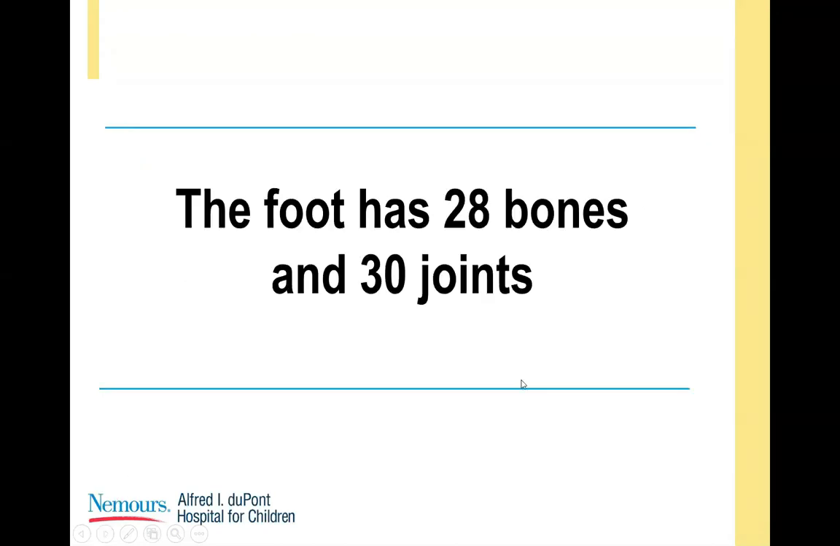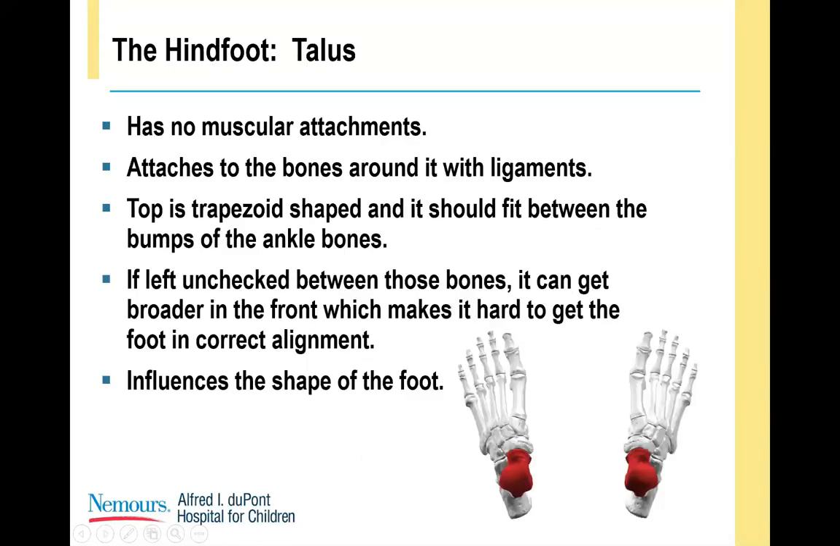So the foot has 28 bones and 30 joints. We're going to talk about the bones. The foot can be divided into the hindfoot, the midfoot, and the forefoot. In the hindfoot, there's two bones. There's the talus, which happens to be my favorite bone in the body. It has no muscular attachments. It attaches to everything in the foot via ligament, bone to bone, and it influences the entire shape of the foot. It has a trapezoid-shaped top.